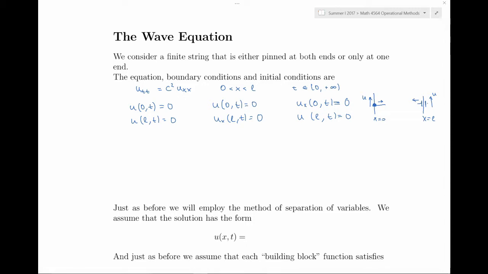There will also be initial conditions, and since we have two time derivatives, there will be two initial conditions. u of x at time equals 0 will be some kind of function f of x, and the time derivative at time equals 0 will be some kind of function g of x.